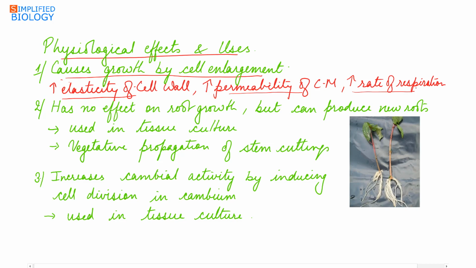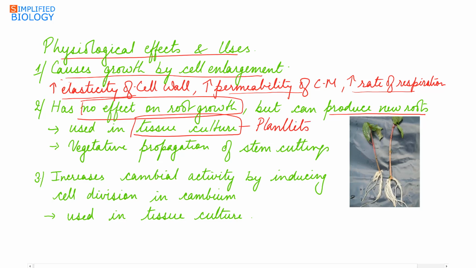Second, it has no effect on root growth. It can cause growth of the shoot but has no effect on the root growth, but can produce new roots. So it is capable of producing new roots but has no effect on root growth, due to which it is used in tissue culture for the formation of plantlets. Now, this property of auxin is also used in vegetative propagation of stem cuttings by stimulating root formation.